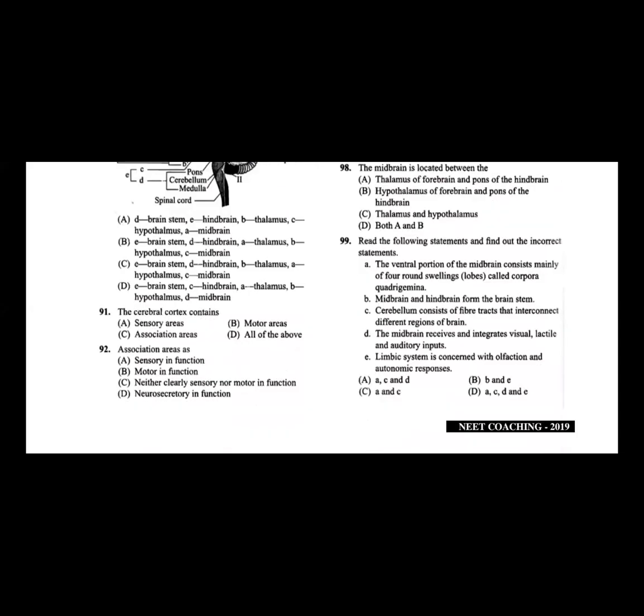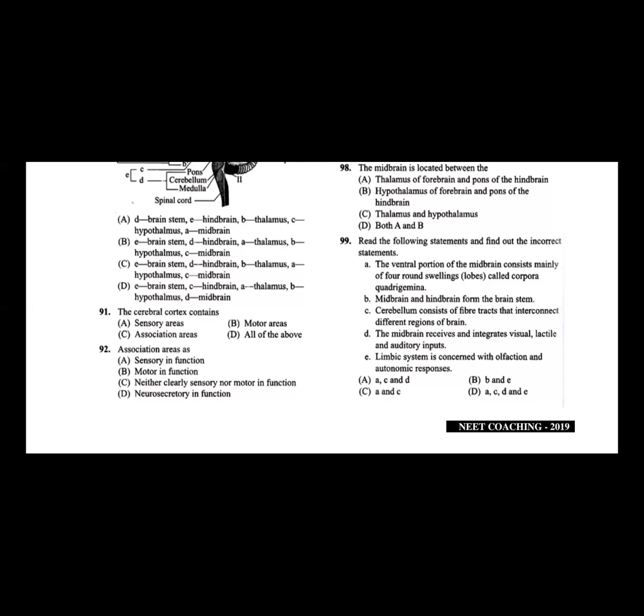Now question number 91. Cerebral cortex contains. You know that cerebrum is divided into left and right cerebral hemispheres, the upper roof of gray matter consisting of the cerebral cortex, where the inner side has white matter. So what structures does the cerebral cortex consist of? A, sensory areas, B, motor areas, C, association areas, D, all of the above. So cerebral cortex contains sensory, motor, and association areas together. All of the above is the answer, students.